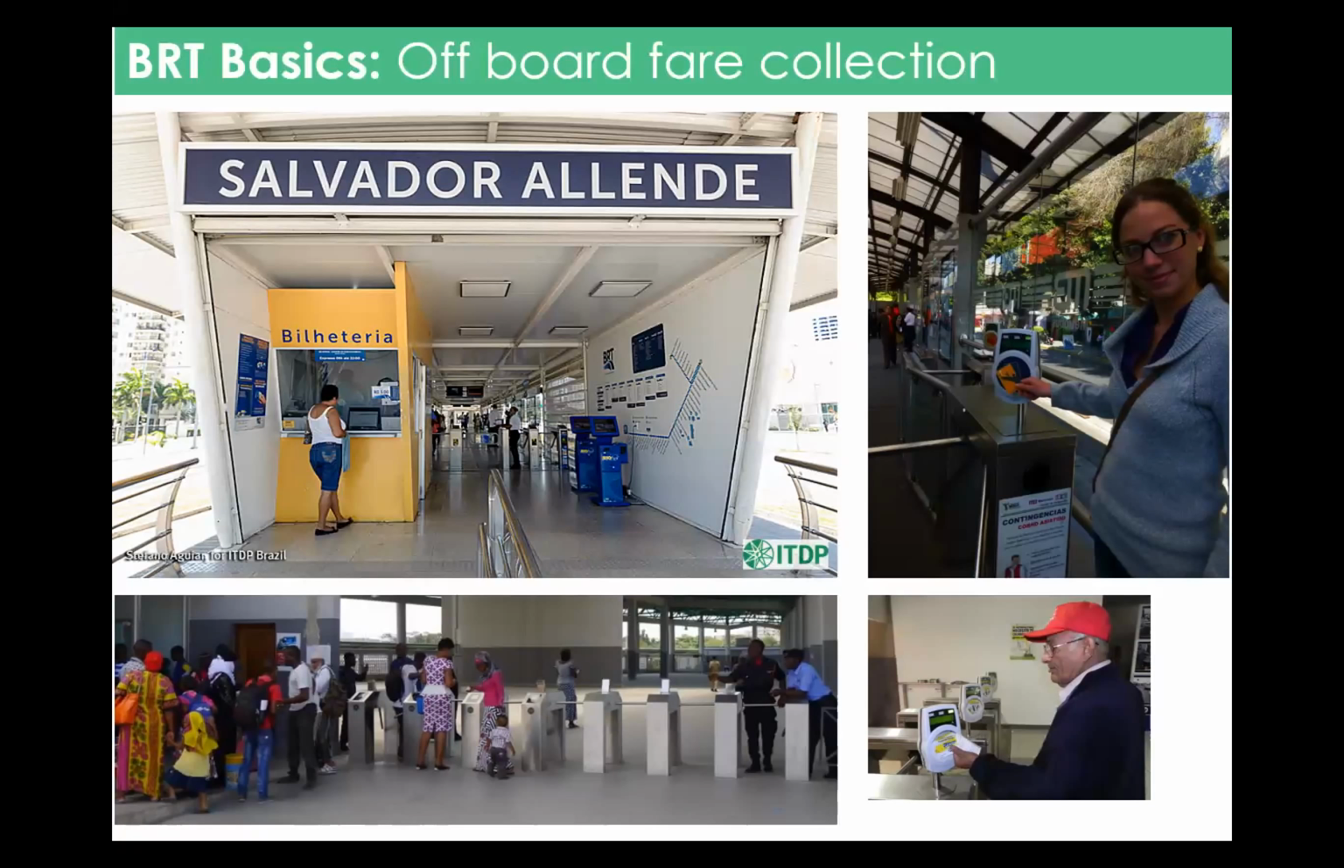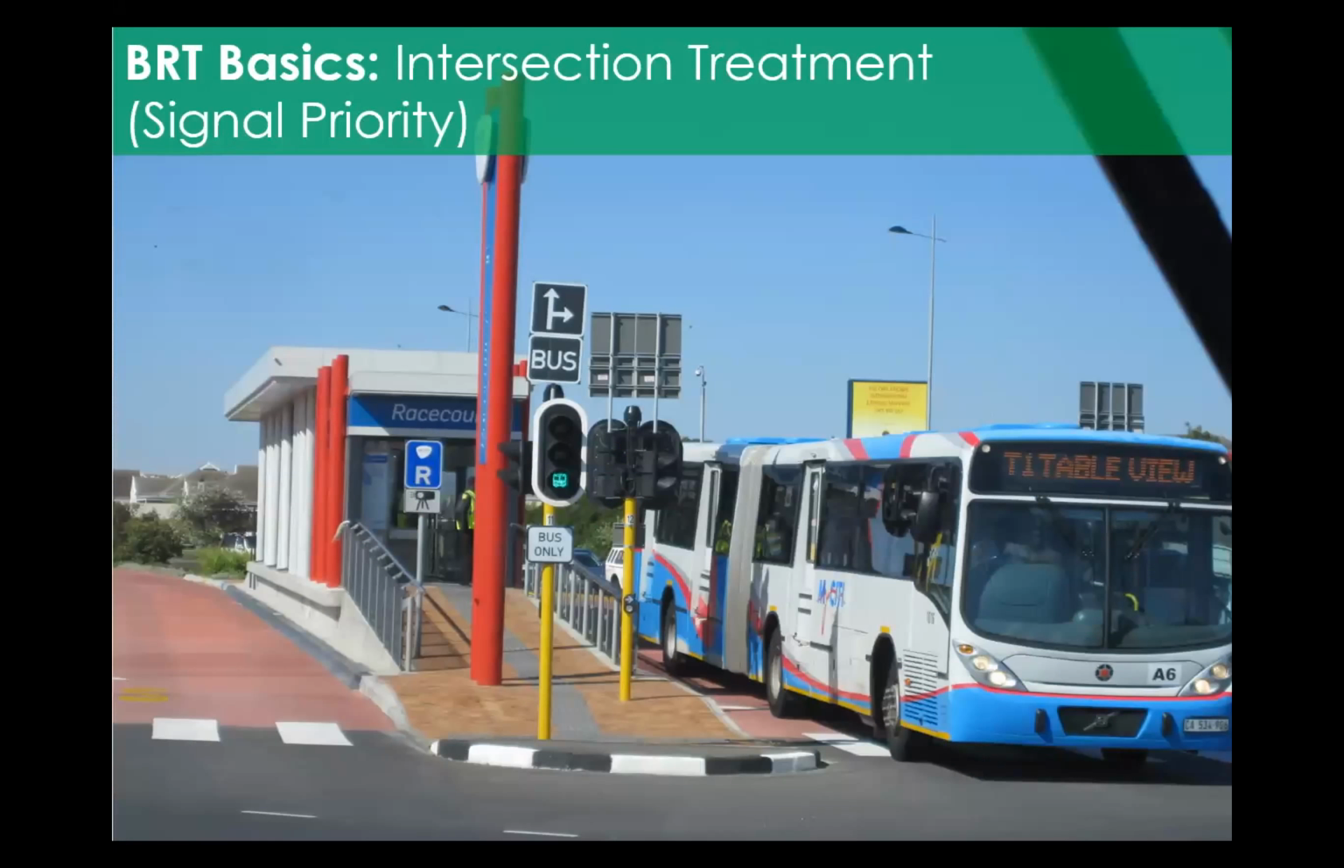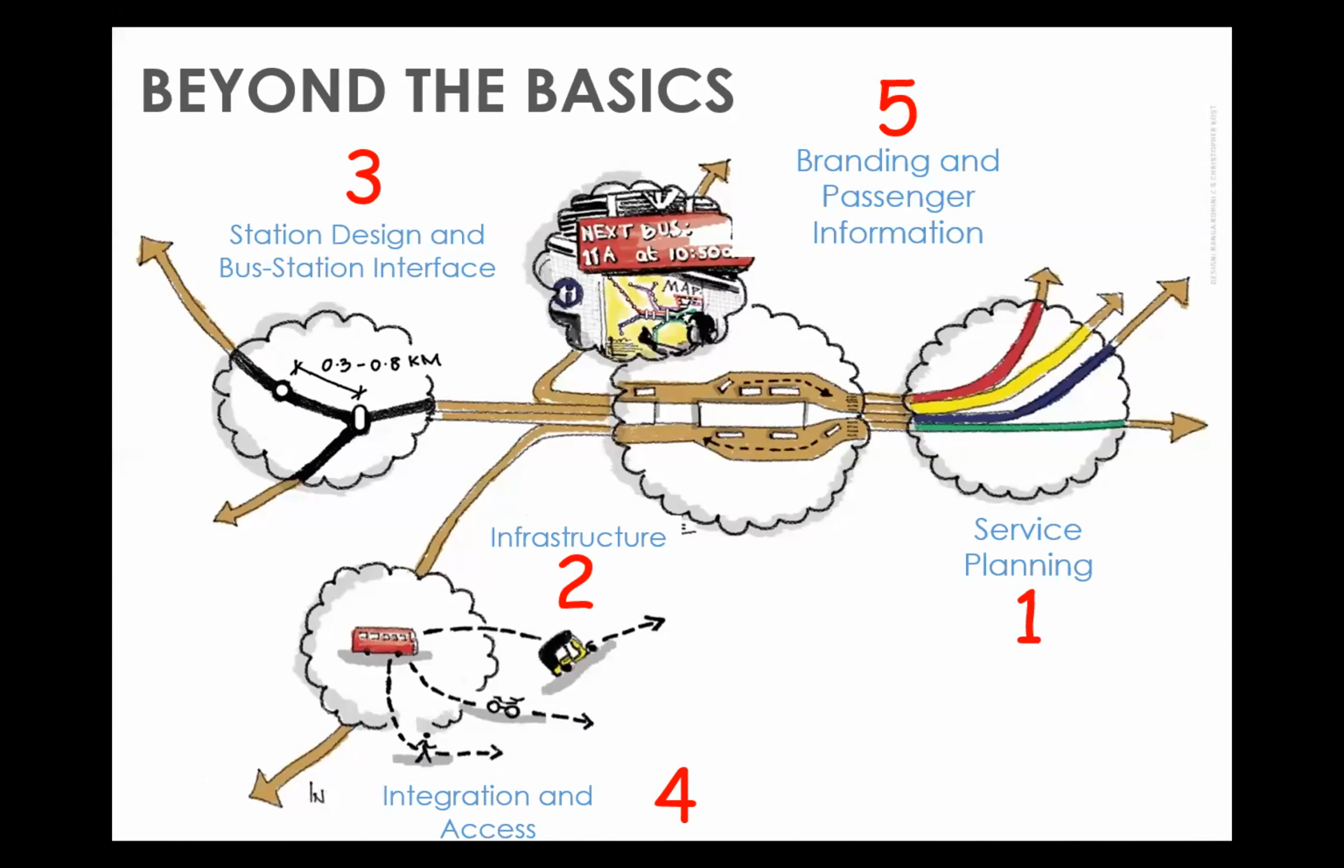And then with intersections, there are two main ways that you can address intersections. One is by prohibiting turns across the busway, like here in Las Vegas. So that you want to simplify the phasing at intersections as much as possible. And that actually helps mixed traffic too. And then also having signal priority. And this is Cape Town where they allow buses to clear the intersection first.